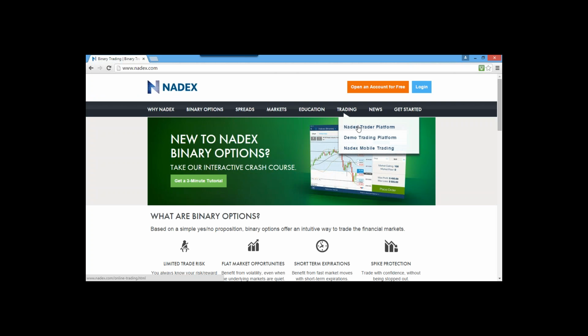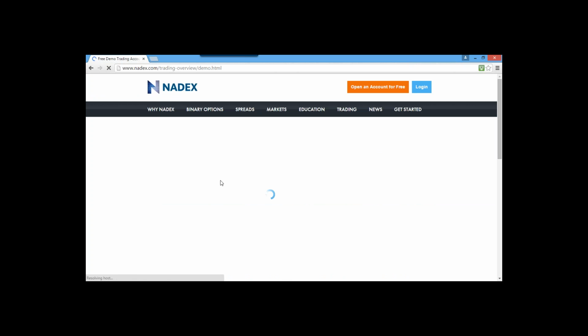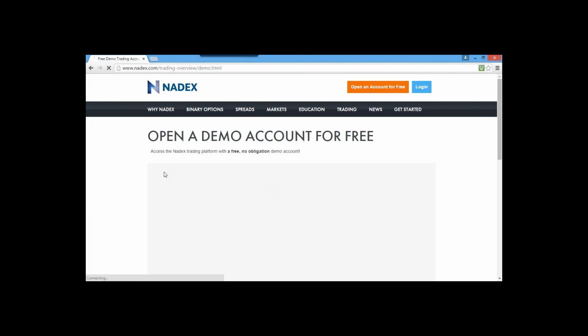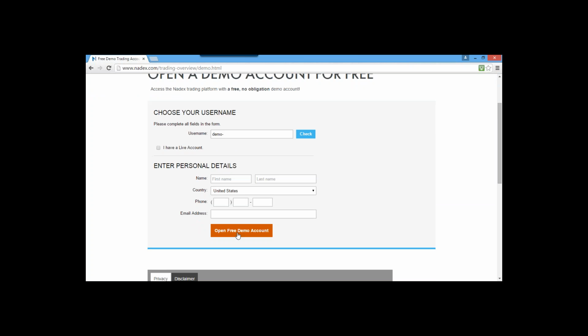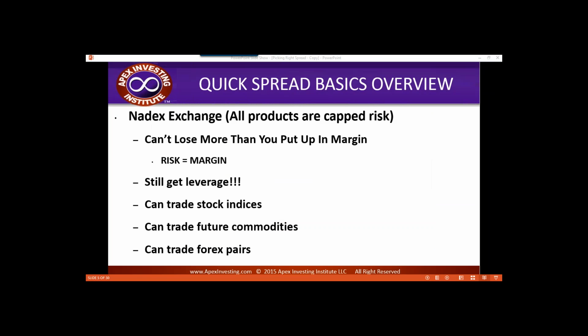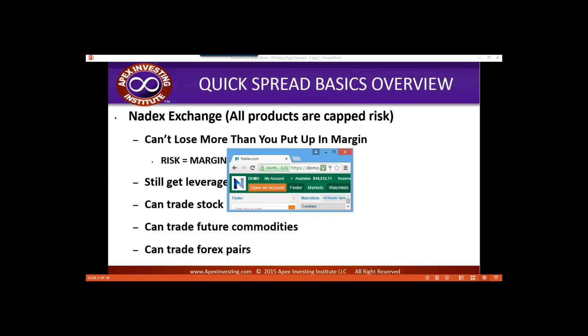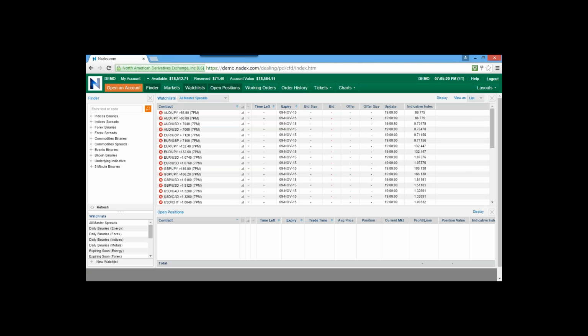And right over here under the trading tab, go down to the second one, demo trading platform. If you don't have a demo account with Nadex, go ahead and apply and get one right now. It'll just take you a couple of minutes. Fill out some quick information here and press submit. You'll get an email with a temporary password. You can use the username and password to log into the Nadex demo platform. They'll give you $25,000 of demo money. That way you can get familiar with the platform, get familiar with the different instruments they offer, and how to enter and exit tickets and orders.